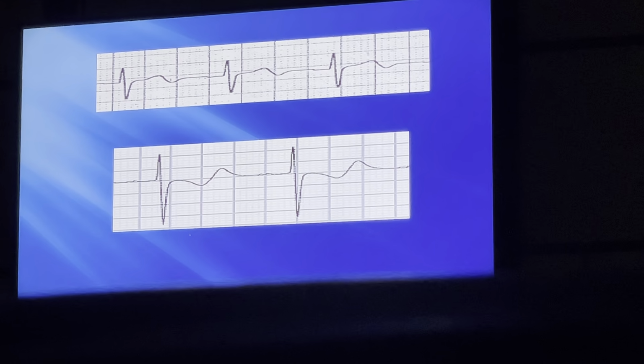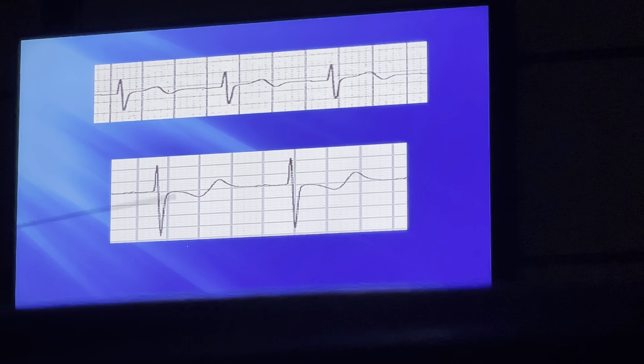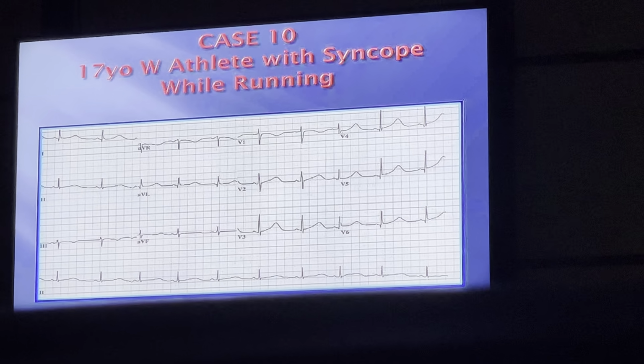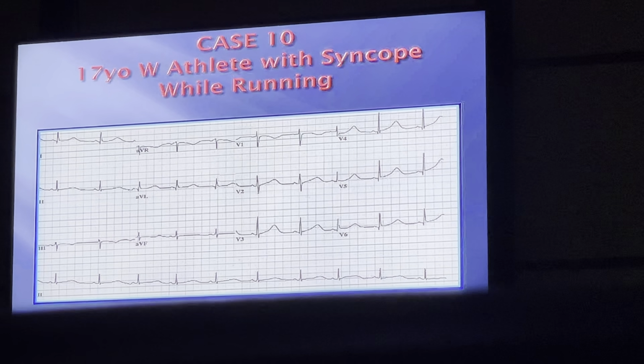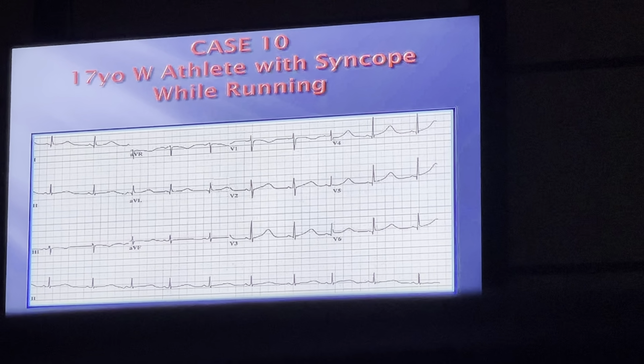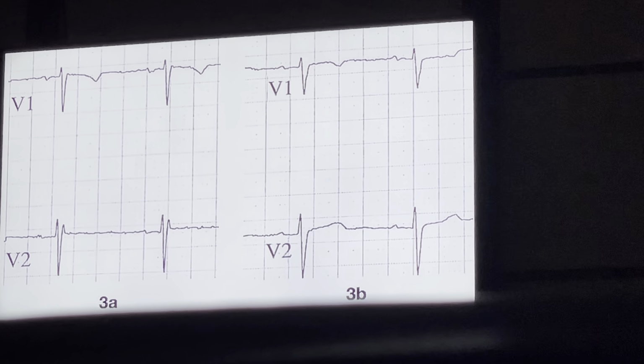Next. This is ischemia. This is hypokalemia. Good. Next. Cause of syncope? Long QT interval. Good. Next. What is this? Short QT.